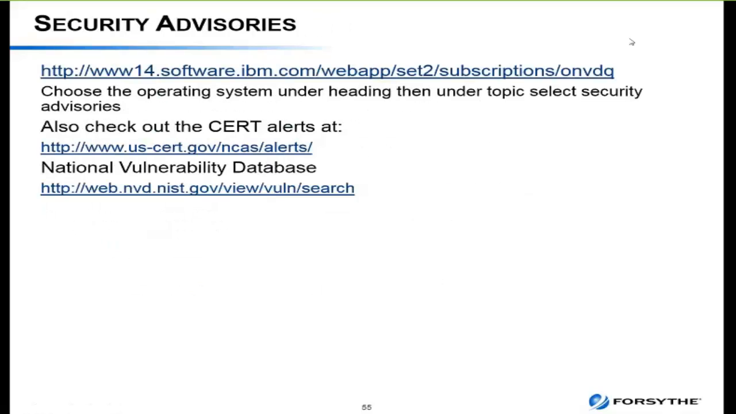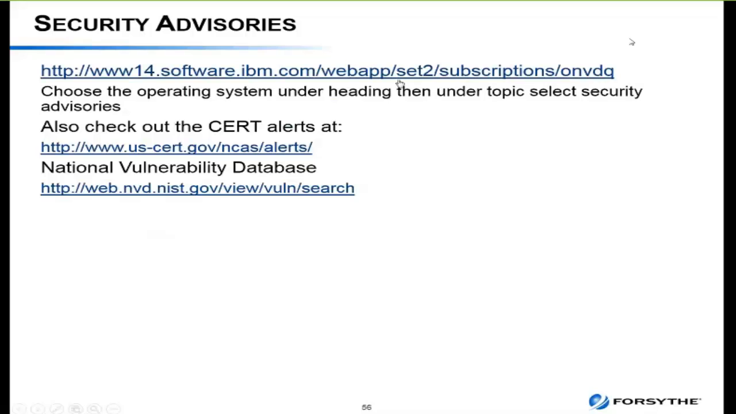Let's go to AIX and security advisories. IBM actually has, under their subscriptions, security advisories that you can subscribe to, and you can do it by operating system. For instance, I always subscribe to the AIX 6.1 and AIX 7.1 security advisories. As soon as they come out, I look at them, I figure out if it's a protocol that I'm running, and I apply the fix as need be.